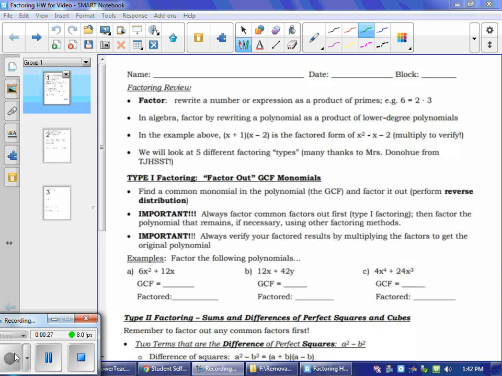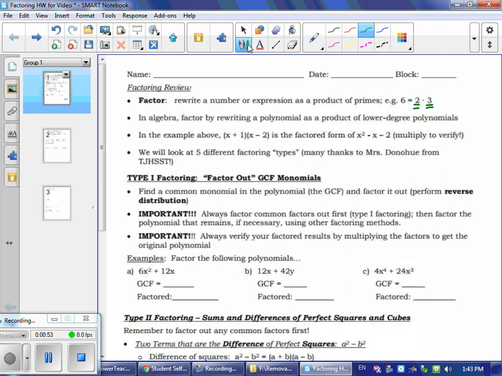2 times 3 is 6, so 2 and 3 are your factors, and 6 is the product. Specifically, 6 was broken down into prime factors, which means two numbers that are prime numbers multiplied together to give you 6. Anytime you prime factor a number, all of the factors will be prime numbers.